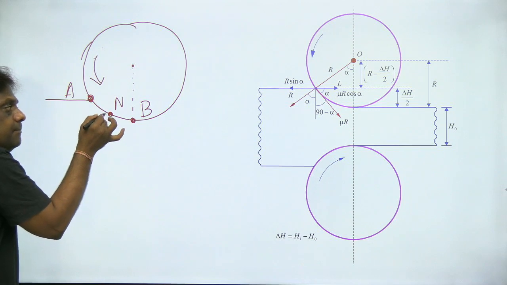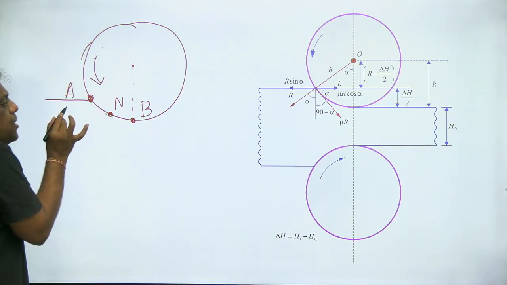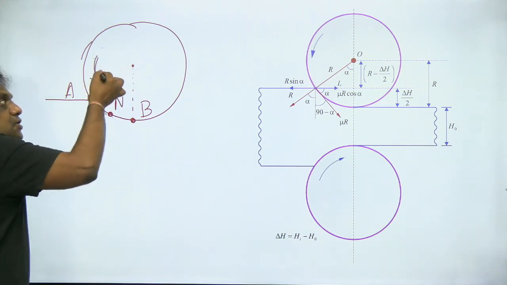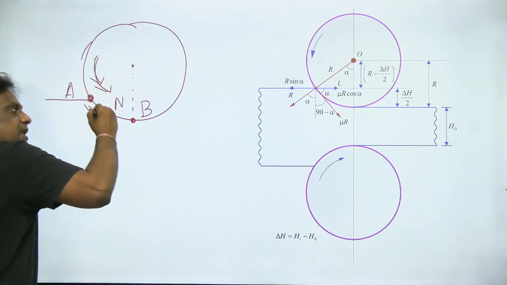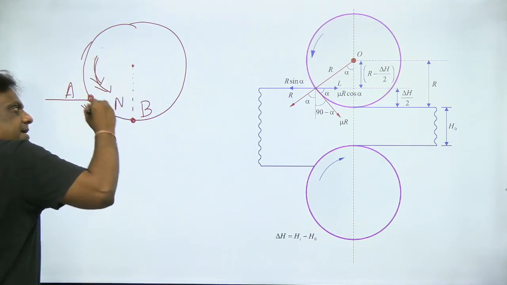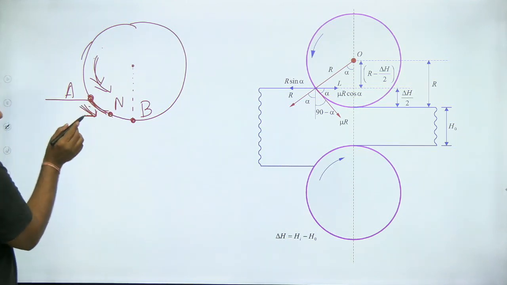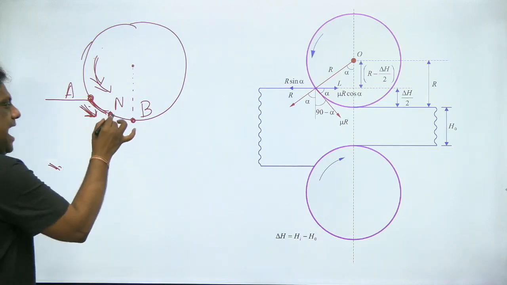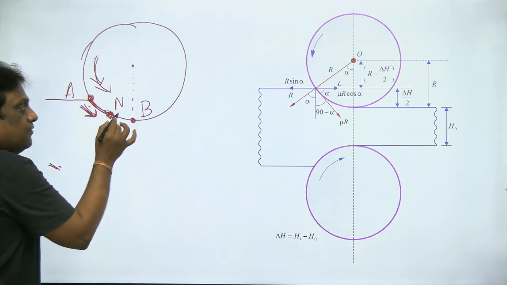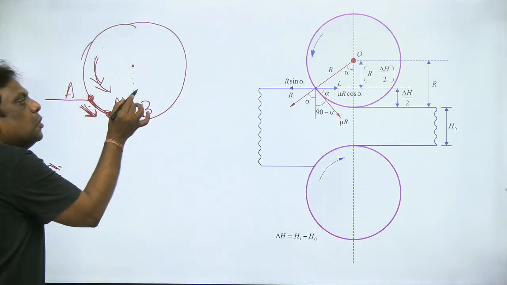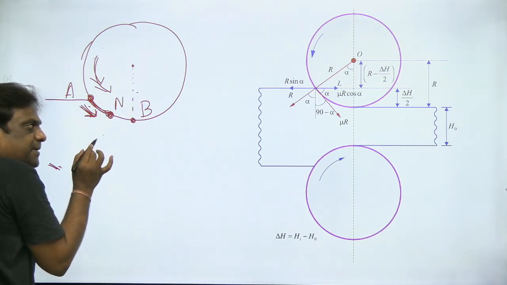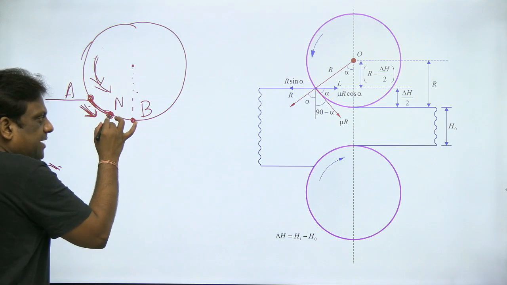So A to N, which is the lagging zone, my component's velocity is less. So the roller is moving fast. When it is moving faster, it will drag this. Means the direction of frictional force will be like this. But when it comes here, which velocity is more? It is slow. So what will my plate, my workpiece, do? It is at higher velocity.